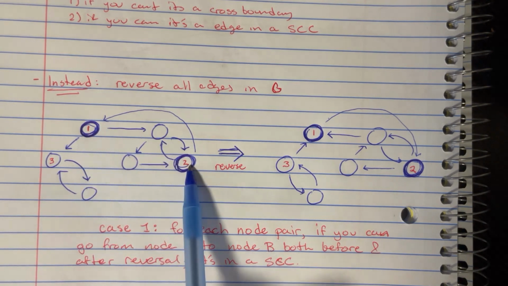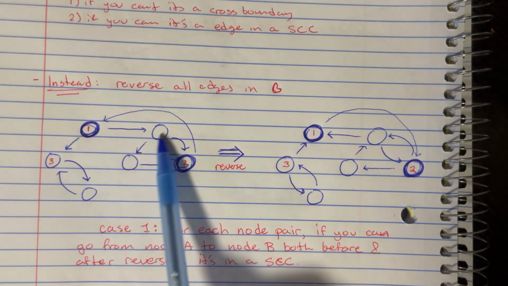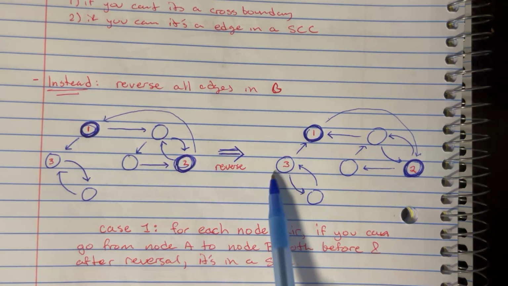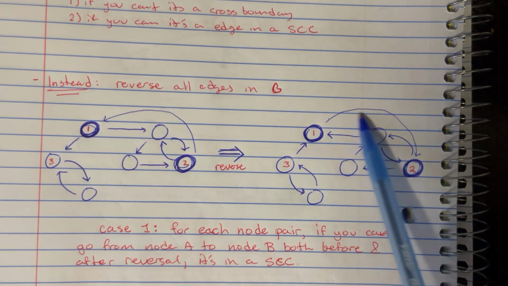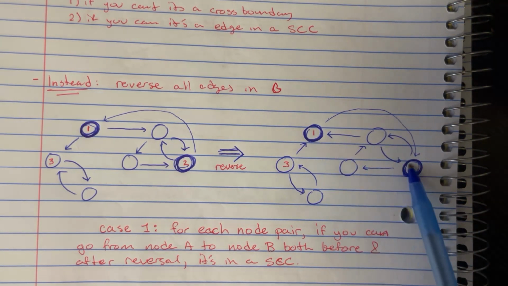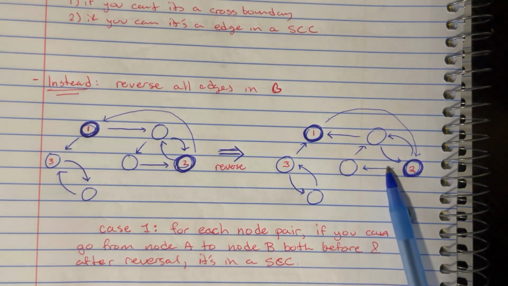Let's say 1 and 3. This is A and this is B. Before the reversal, we can traverse to B. And after the reversal, we can still reach B. So we know that these two nodes are part of an SCC. And on a high level, we can see that this entire group is an SCC.